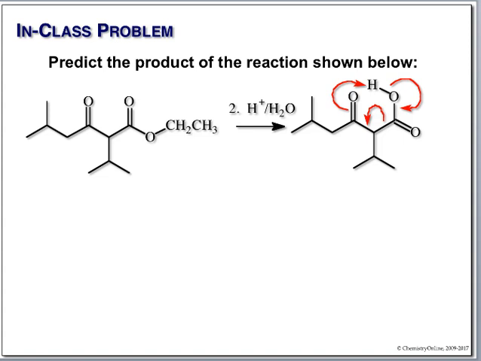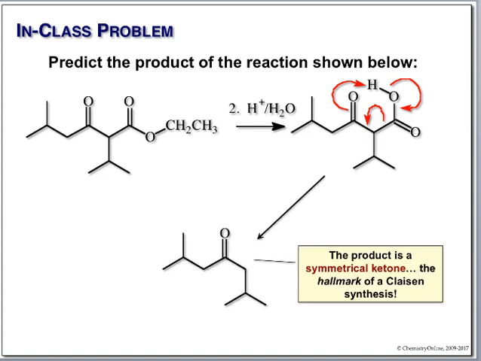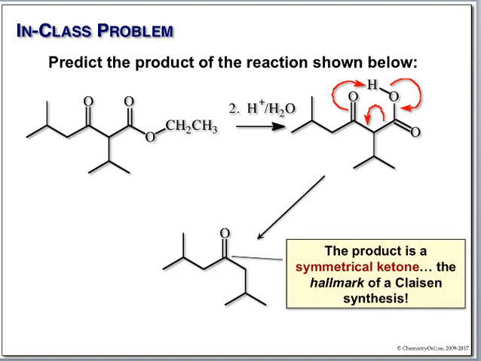Now, this is going to decarboxylate, form an enol. When that collapses, what have we made? We've made a ketone. It's a symmetrical ketone. Each of these halves on both sides of a carbonyl.